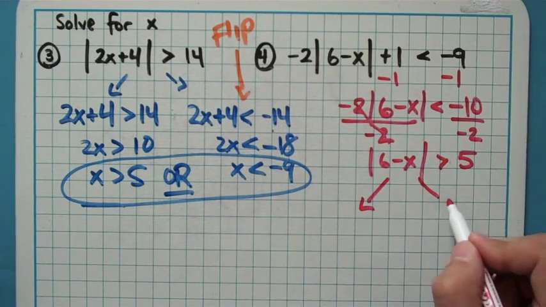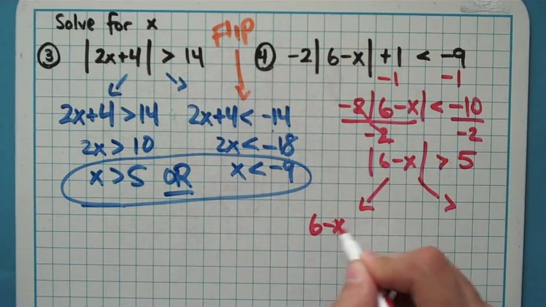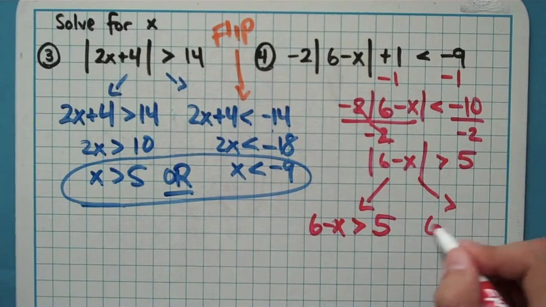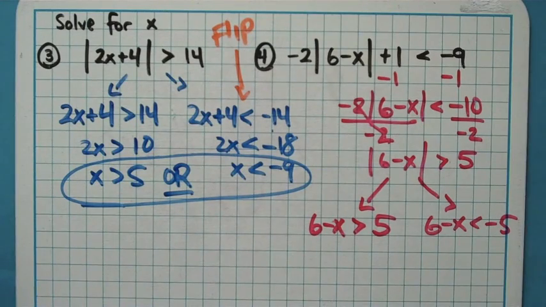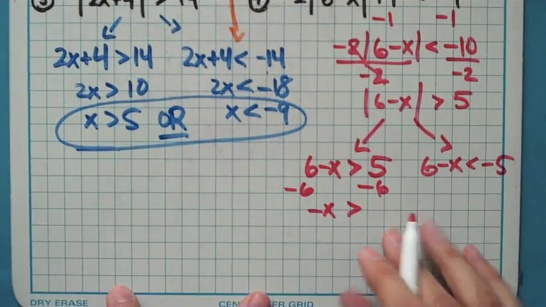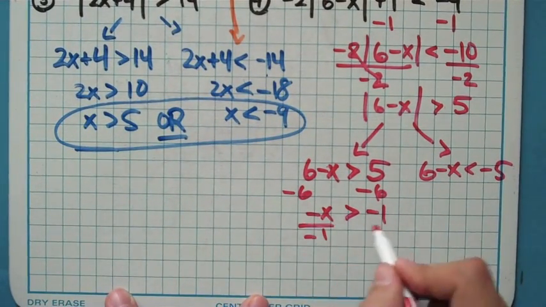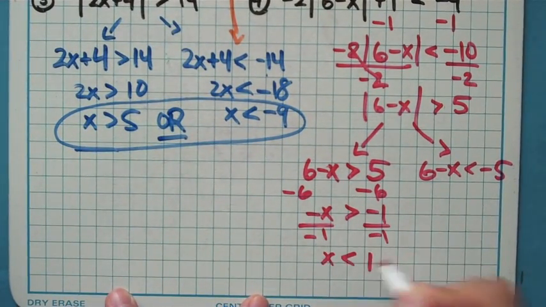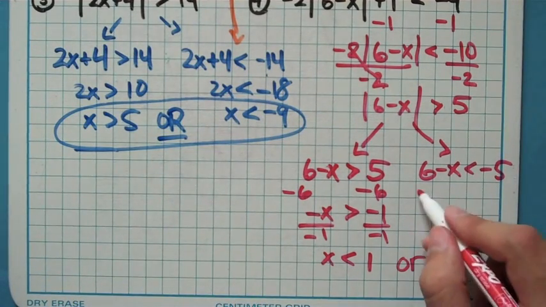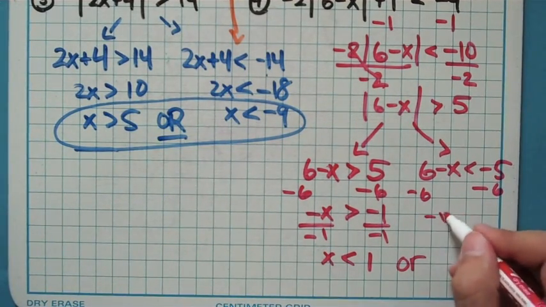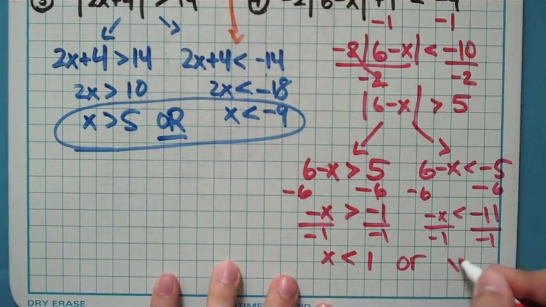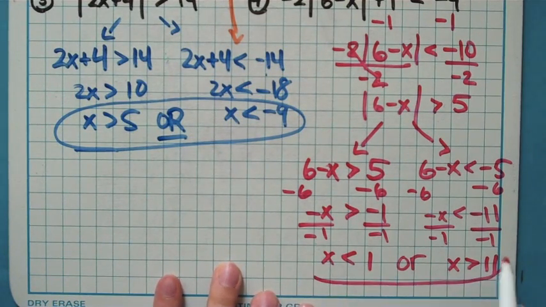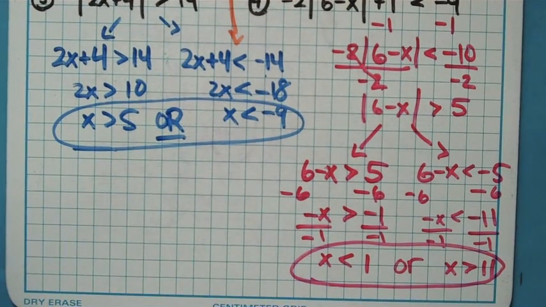Now I'm going to go ahead and do my 2 bars, 2 equations. Write it down as is. And write it down again, don't change the inside, but flip that sign. We'll do negative 5. And then you just solve. So on this guy right here, we divide both sides by negative 1 to get x by itself. We get x is less than 1. Or, and on this part, we get negative x less than negative 11. Divide both sides by negative 1. We get x is greater than 11. So there are my two solutions, and I am done.